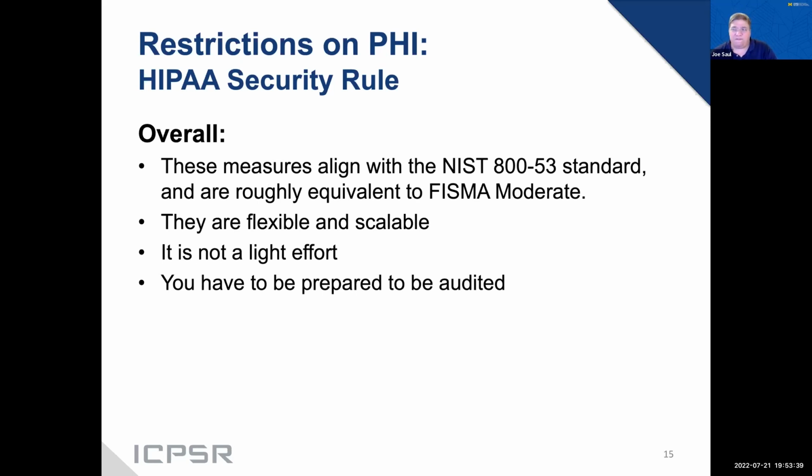Overall, these measures are fairly similar. I mean, they're inspired by the NIST 800-53 standard. They've kind of grown up together and they're roughly equivalent to FISMA moderate. They're expected to be flexible and scalable. In other words, a small company with 15 people isn't expected to maintain the same measures in place that we did when we were part of IBM Watson Health, which is a 350,000 person company with, they say, huge resources, but we didn't always see it where we were. It's not a light task to do this. And you do have to be ready to be audited, because as soon as you're receiving PHI, that's potentially something that could happen. Probably won't unless certain things occur.